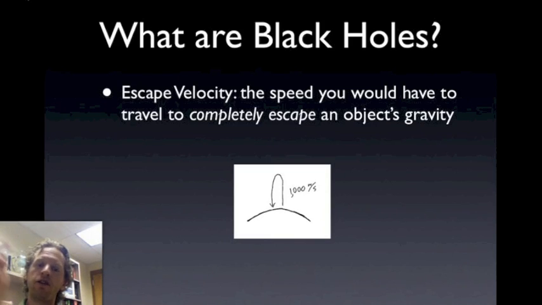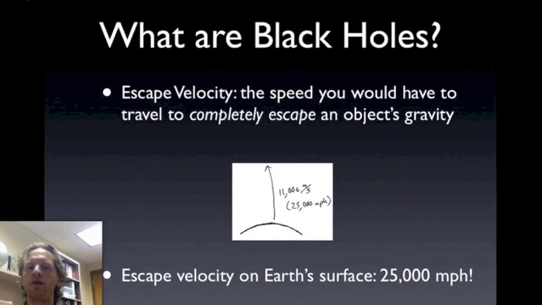You throw it even faster now, 1,000 meters per second. Now it's going to go a fair ways into the atmosphere, but it's still going to come back down and land on the ground. It's not until we throw it at about 11,000 meters per second that you can completely escape the gravity of the Earth. And that's what we call the escape velocity. It's the speed that you have to throw something, or the speed that something has to be traveling at, to completely escape the gravity of the Earth.